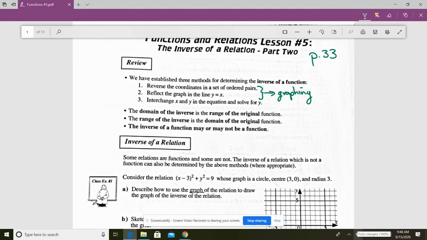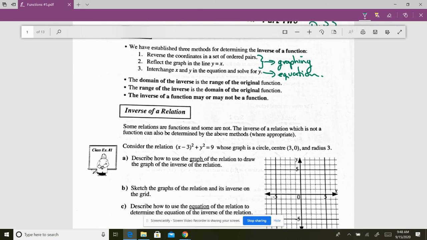If I ask you to find the inverse of a graph, those are 2 choices. You can reflect from the line y is equal to x, or you can just switch the x, y values and graph those. Okay. You would use the last one, obviously, when you're asked for the equation. All right, so that just summarizes what we just did.